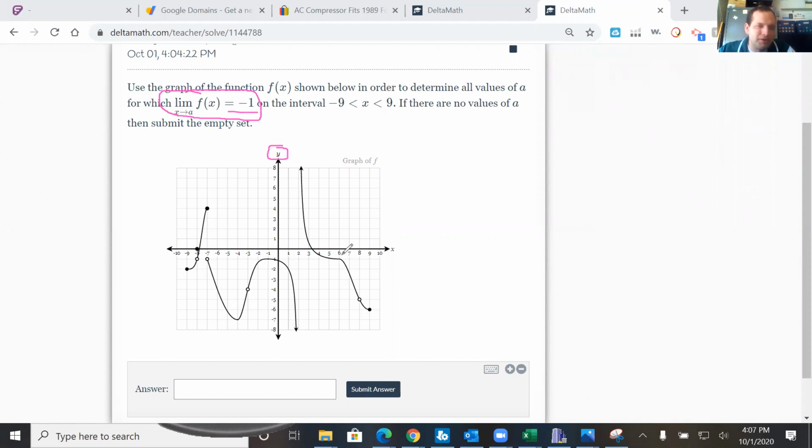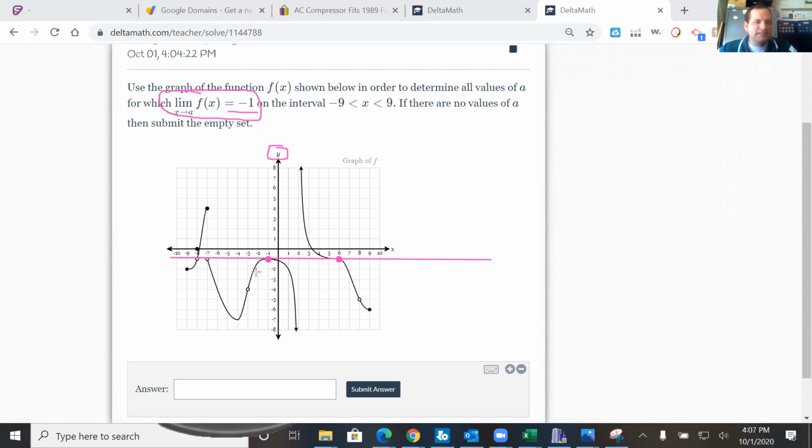Let's go through and mark them. So we've got -1, it comes across right here, okay? Now we're not looking at this as an asymptote. I'm just marking that that's where -1 is, okay? So we've got a point right here at 6 where it's approaching -1. A point here at -1 where it's approaching -1.